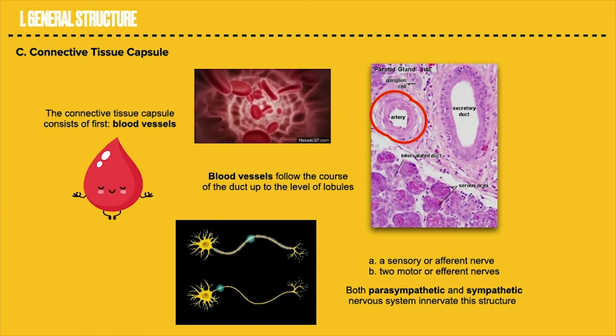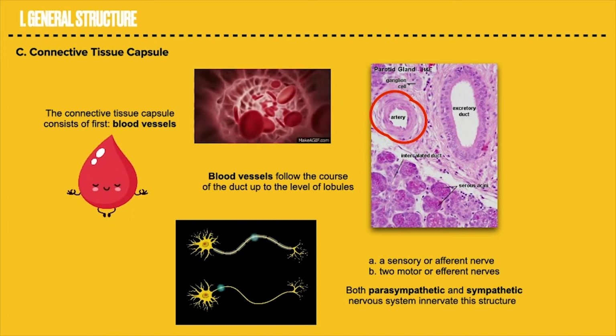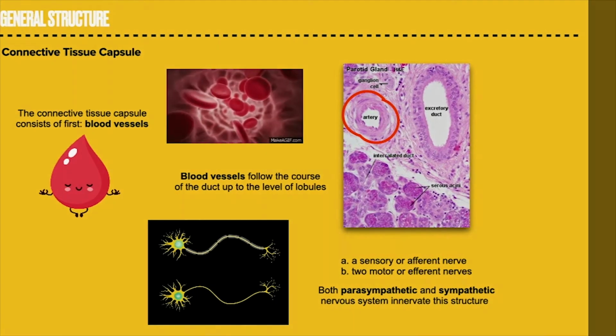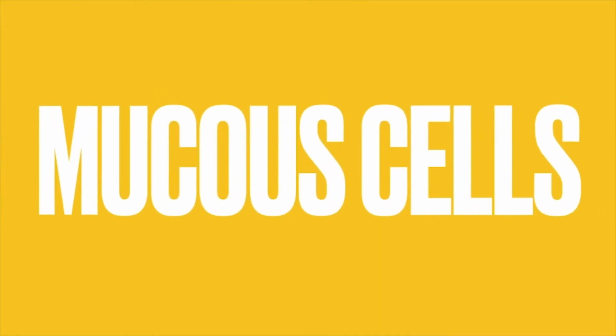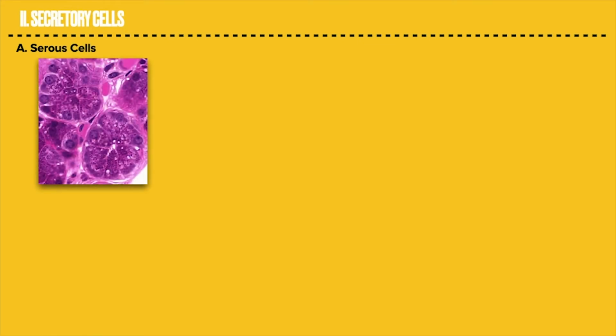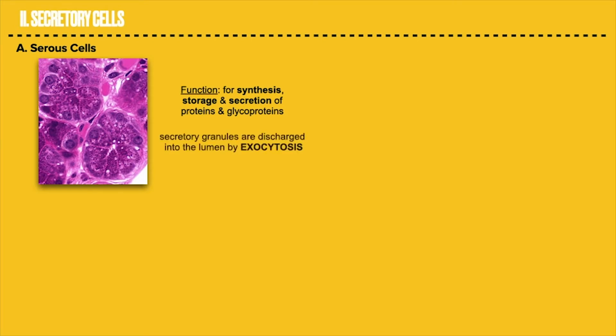The enzymes and the mucus are produced by two distinct cell types called serous cells and mucous cells. Serous cells synthesize, store, and secrete proteins and glycoproteins. Their secretion is watery and is rich in proteins and enzymes. Secretions in the secretory granules are discharged into the lumen by exocytosis. The fusion of the secretory granule membrane and the cell membrane is followed by the rupture and release of the product. The integrity of the cells is maintained as the secretion is released.